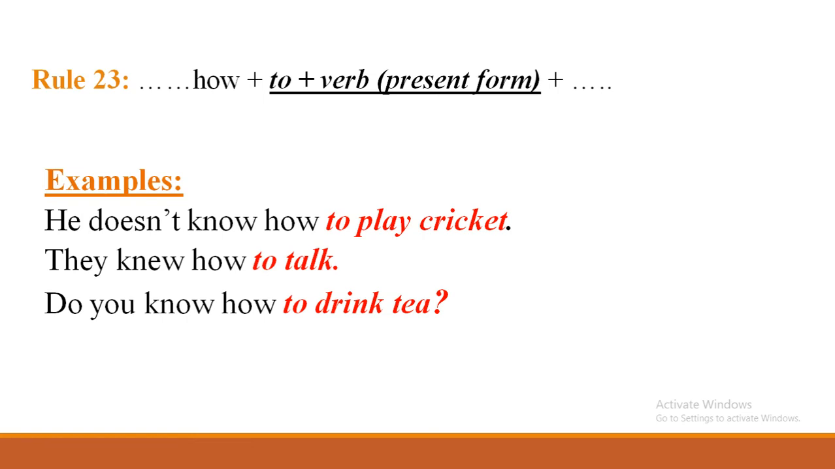And you can write another one. He doesn't know how to write completing sentence. Yes, you can write that. That is also a correct answer. As we are learning completing sentence, you can write here, he doesn't know how to write completing sentence. Then, next one, they knew how dash. Then they knew how to talk. And if you want to write here, they knew how to write completing sentence. This is also a correct answer.